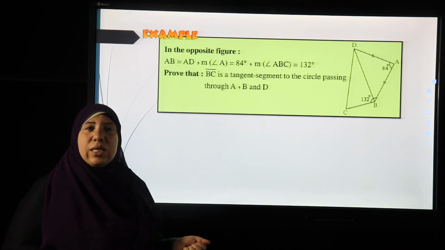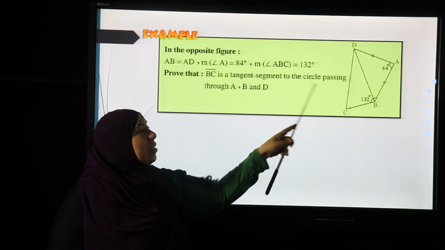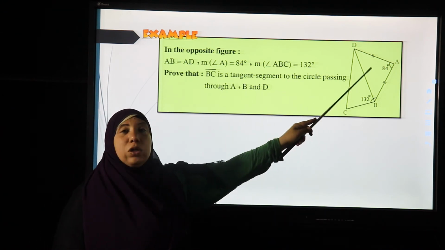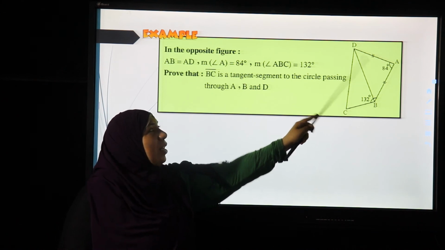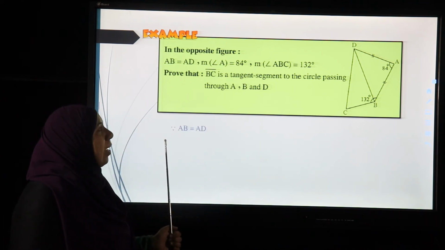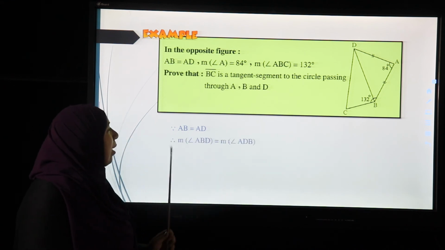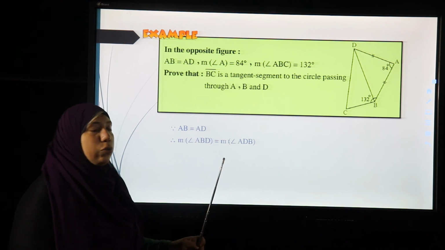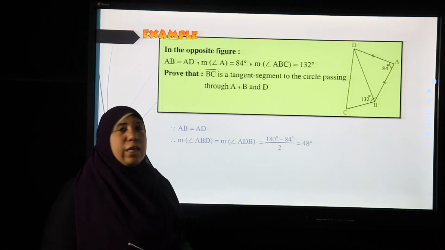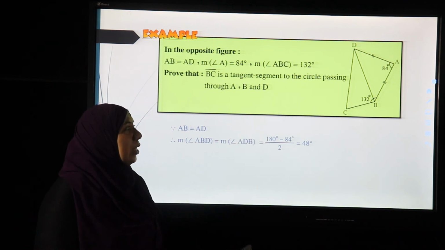How do I know that A is an inscribed angle? Because he said that the circle passes through A, B, and D. So A here is a point on the circle, so angle A is an inscribed angle. Since AB and AD are equal, I have an isosceles triangle here. I can find the other two angles, ABD and ADB: 180 minus 84 divided by 2. So each one of them here is 48.